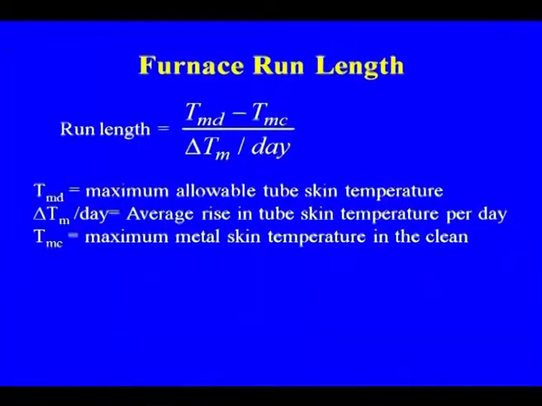This is how we define the furnace run length. Normally the furnace run length varies widely depending upon the type of feedstock and the operating conditions you are maintaining. It may be from 25 to 50-60 days. From surveys, around 40 to 50 days is considered the optimum run length. Run length is defined using Tm, the maximum allowable tube skin temperature, delta Tm, the average rise in the tube skin temperature, and Tmc, the maximum metal skin temperature when it is clean. This is how you can determine the run length of the furnace.